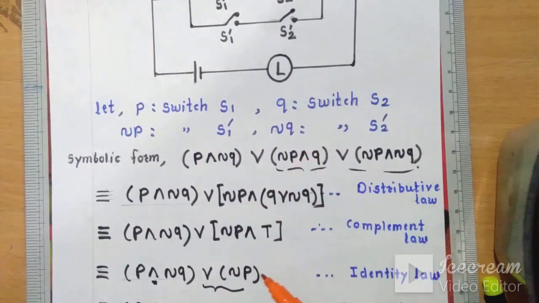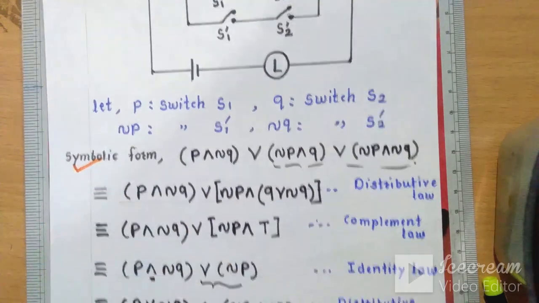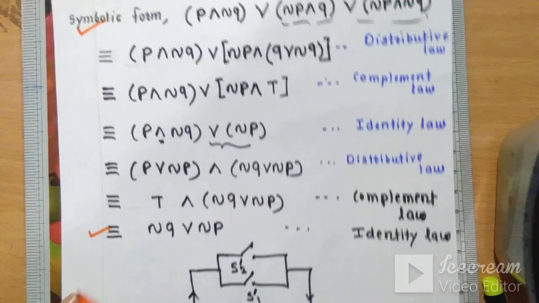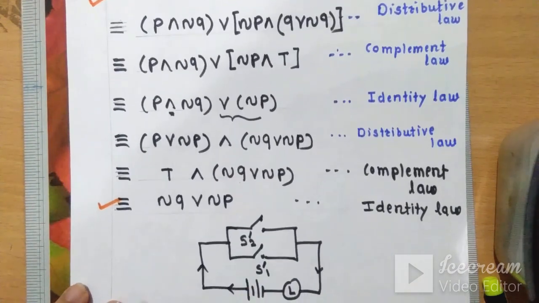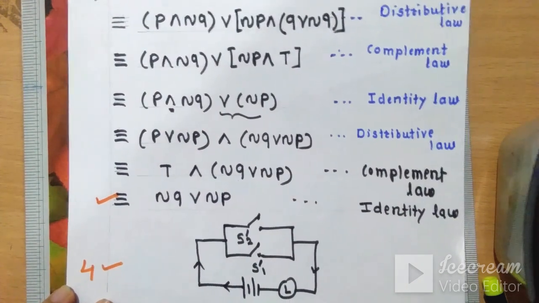Now these type of examples may come in the board exam for 4 marks. First mark is to write symbolic form. Now to simplify there are 2 marks, and to draw the simplified circuit again 1 mark. So total there are 4 marks.